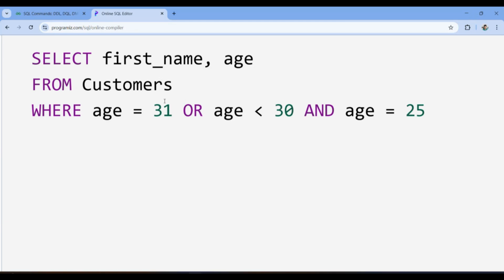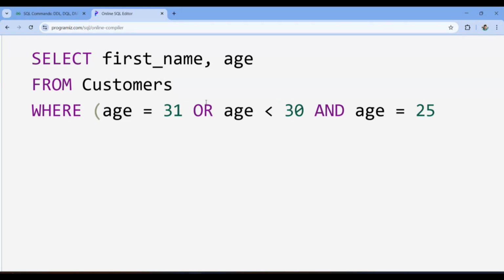But if you want to forcefully run OR first, you can use brackets also, like this. If this is the case, then whatever is inside the bracket will run first, then your AND will run, and then your OR will run, right? So for now, the things inside the bracket are age is equal to 31 or age is less than 30. So these things will run first.